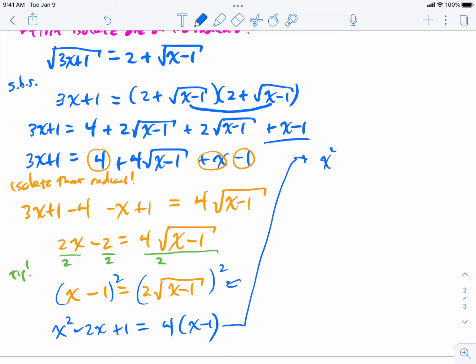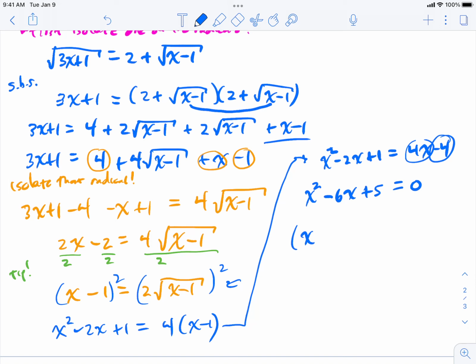Okay, cool. Now I'm going to have to come up here. I've got an x squared minus a 2x plus a 1 on the left side equals a 4x minus a 4, right? Just distribute over here. Looks like we do have another one of those quadratic equations popping up. X squared, if I subtract the 4x on both sides, I'll have a minus 6x. And if I add 4 on both sides, I'll have a plus 5. And now my right side is a 0.